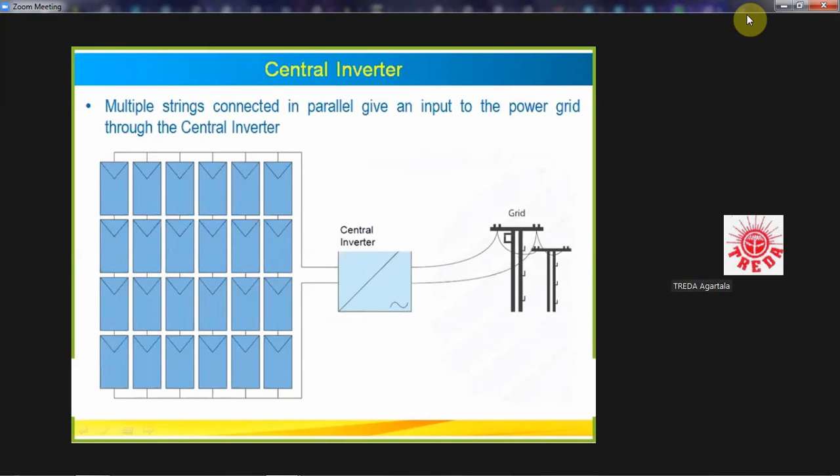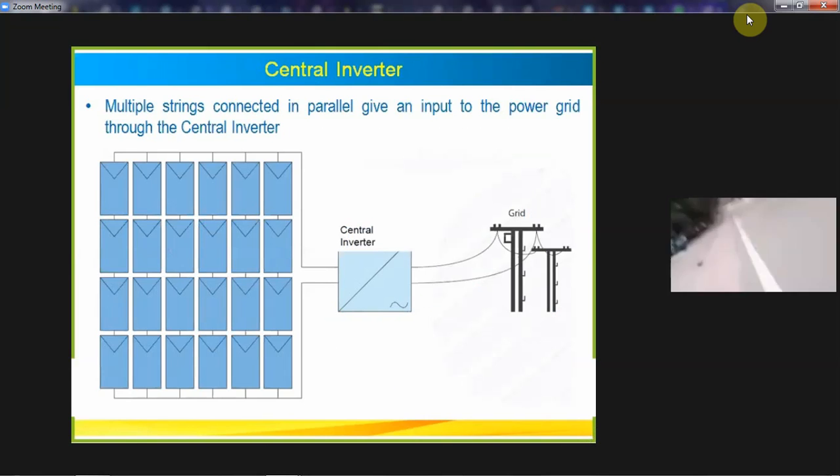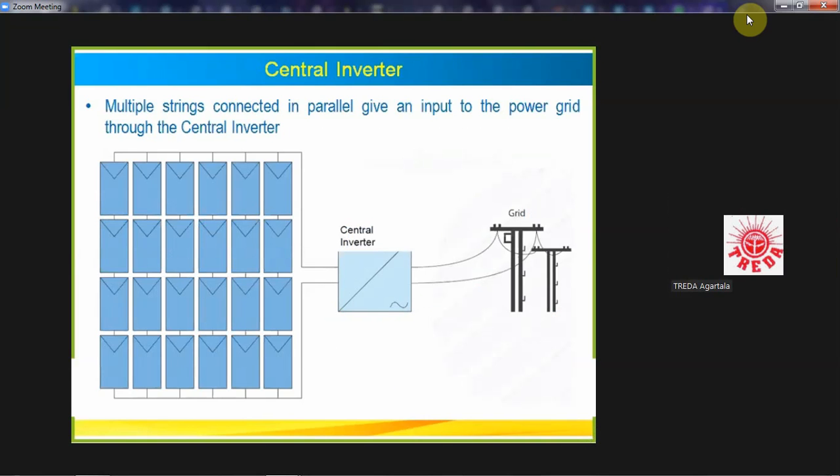This is the picture of the central inverter. Multiple strings connected in parallel give an input to the power grid through the central inverter. This is the central inverter, and these are the modules connected in parallel. After converting, it is going to the grid.